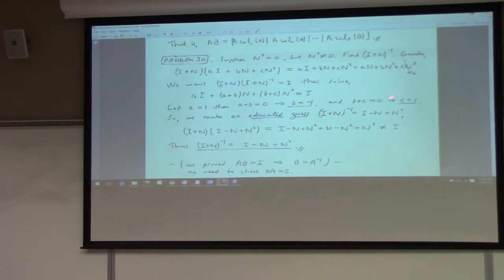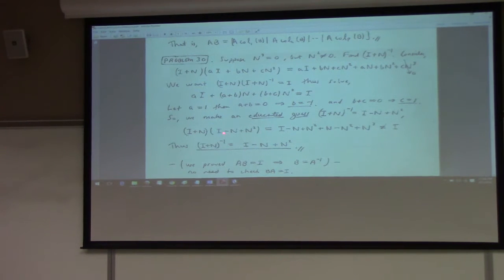This is not a proof, right? The proof's down here. This times that is I. And as we proved, if it's a right inverse, it's automatically a left inverse. We have paid our dues and proved that in here, so you can use that in problems like this if you want. I wouldn't insist that you also show that I plus n multiplied on the other side also gives you that. If we get one side, we get the other.